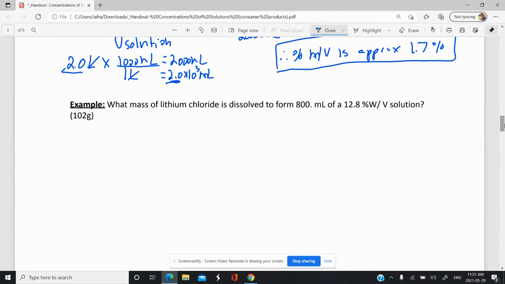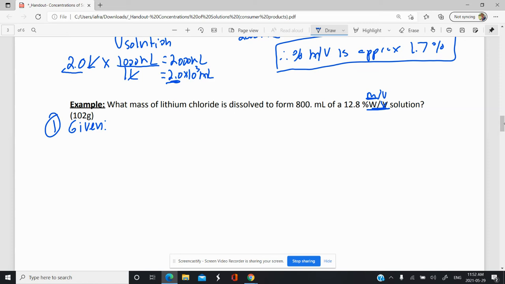What mass of lithium chloride is dissolved to form 800 milliliters of a 12.8 weight volume solution? Weight volume, W volume, is another way to write mass volume. It's the same thing. Mass is more accurate since when we have grams, we're dealing with mass as opposed to weight, which is in pounds, for example, and also takes into consideration our gravity. So we're really looking at mass specifically, but we sometimes write it as a weight volume as well, but it means the same thing. So let's write down our given information.